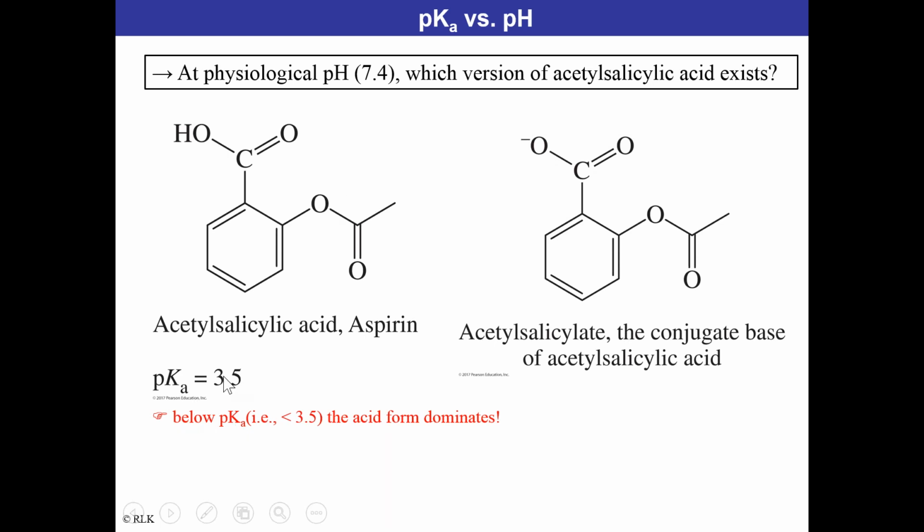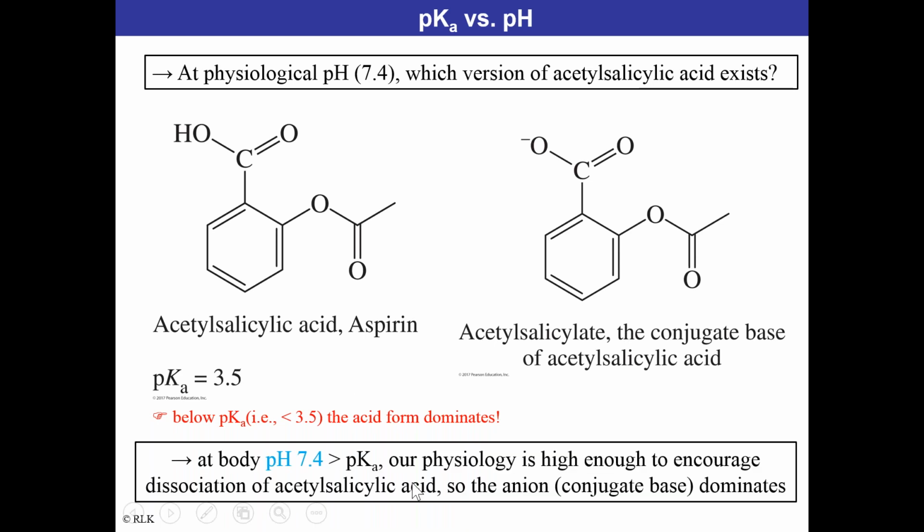So this is the question that you must ask. If the pH is below or higher than the pKa, which form will dominate? Well, if the pH is below the pKa, then the acid form will dominate. So is our body at a pH less than the pKa? No, it's actually higher. We're at 7.4. Because we're at 7.4, our physiology is high enough to encourage dissociation of the acetylsalicylic acid, and so this conjugate base form dominates in our blood.